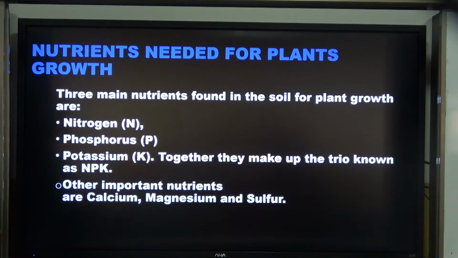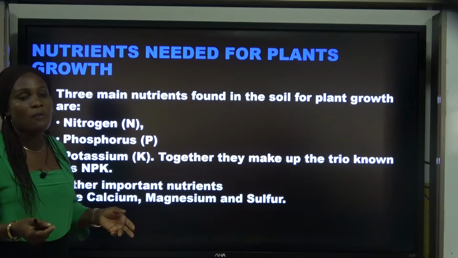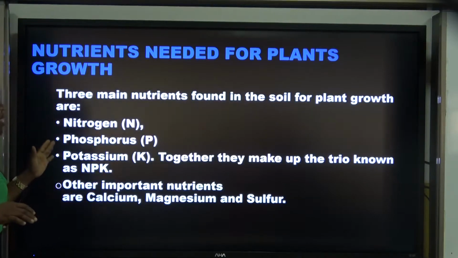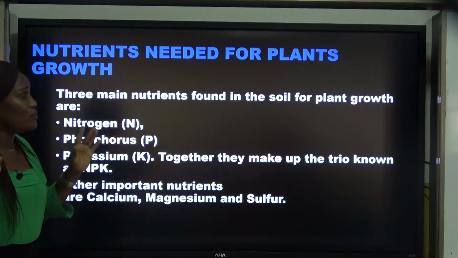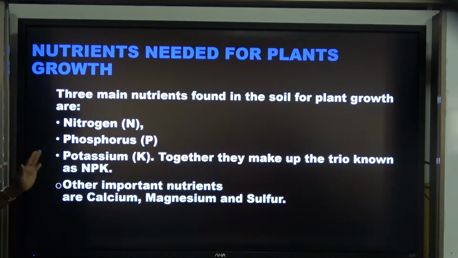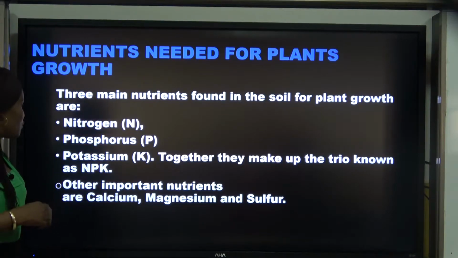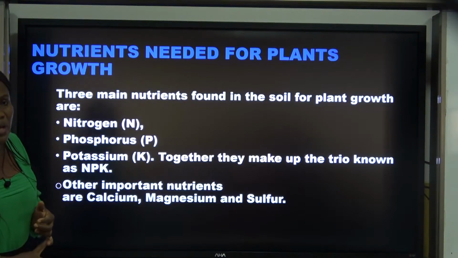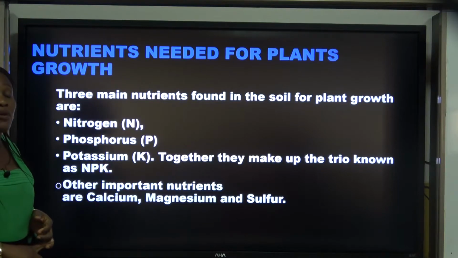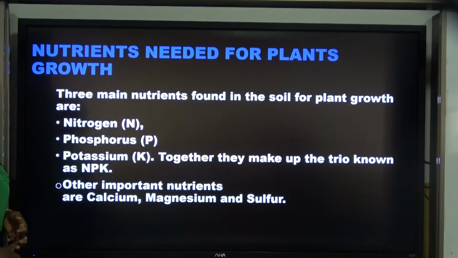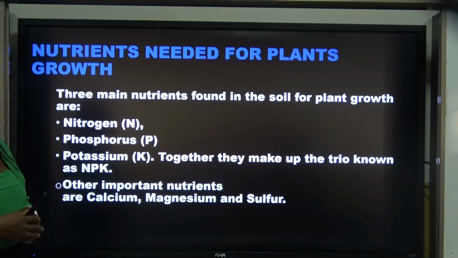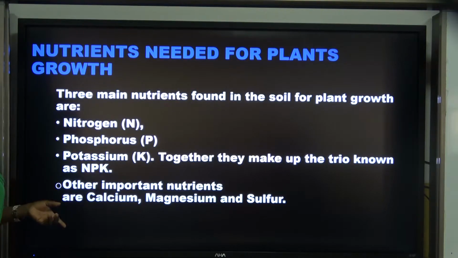Nutrients needed for plant growth. There are three main nutrients found in the soil for plant growth. We have nitrogen, we have phosphorus, and then we have potassium. These are combined, making what we call the trio NPK. Other important nutrients are calcium, magnesium, and sulfur.